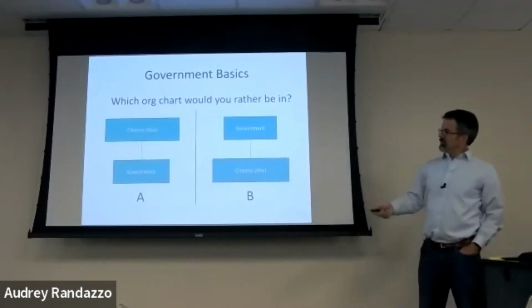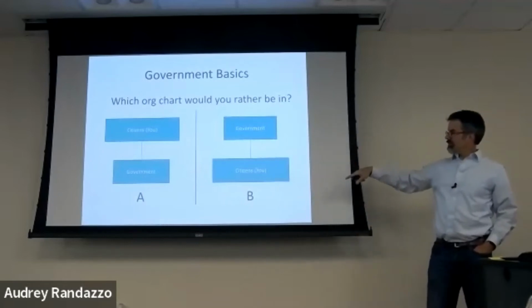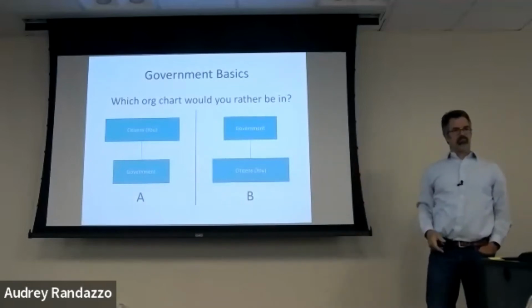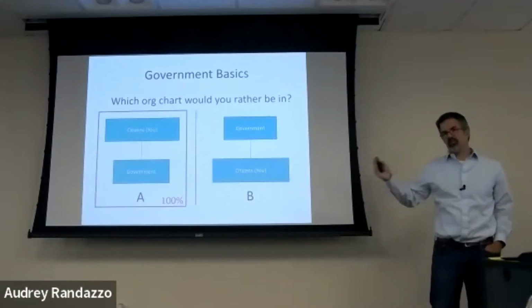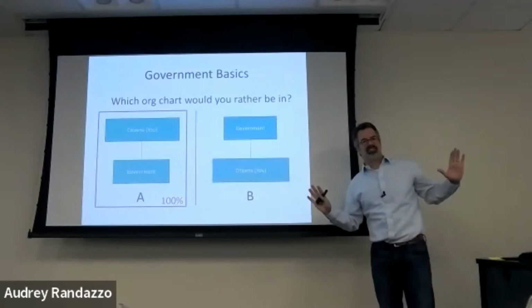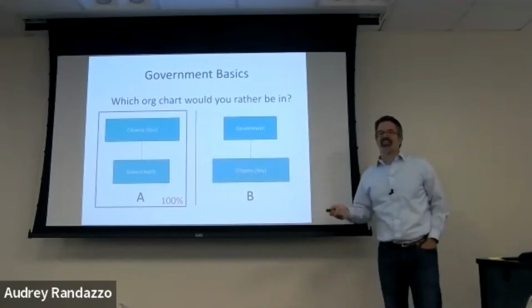Citizens on top, government below, or government on top, citizens below. A or B? A. Everyone's A. Okay, good, that's right. That's what everyone says. We've done this all over the country, believe it or not. Yeah, that's the way we like it.